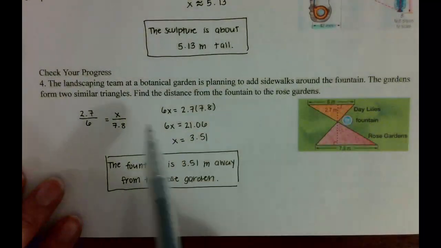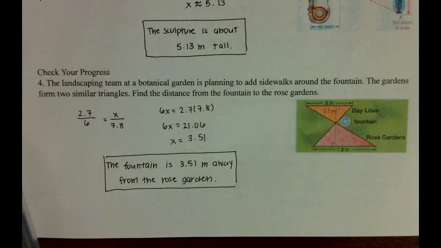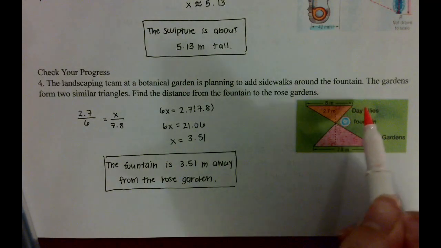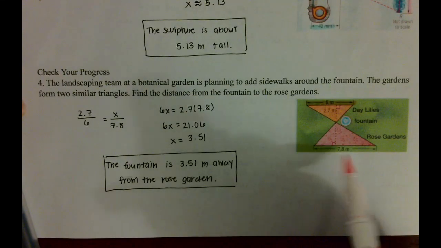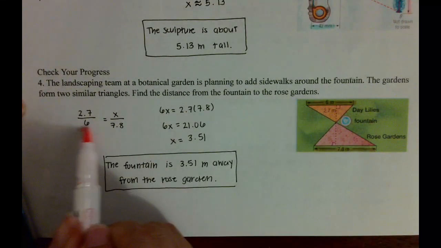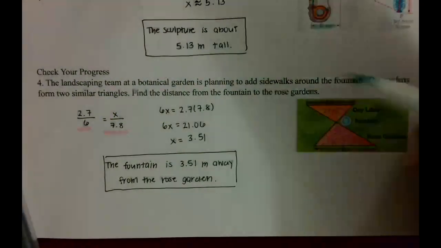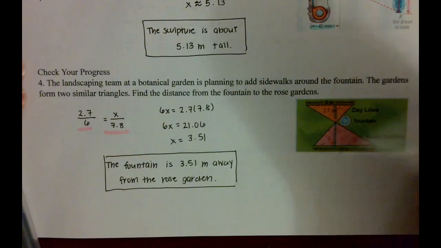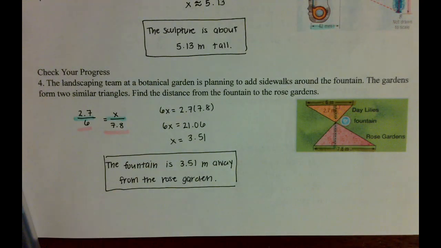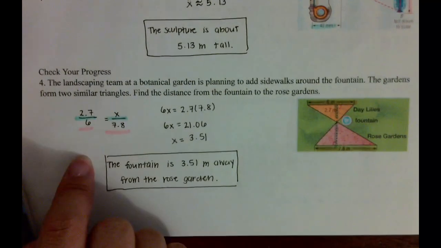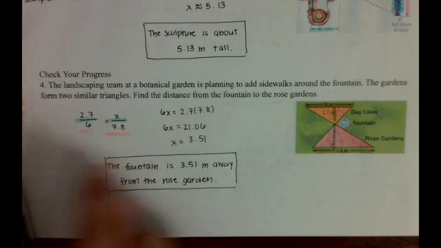Okay. So here we have similar triangles. Right? So I just matched what it corresponded to. So this 6 here corresponds with this 7.8. So 6 and the 7.8. Okay. And then this 2.7 here corresponds with this unknown. Right? You could have also done 6 over 7.8 and 2.7 over x. That's fine as long as you're consistent.